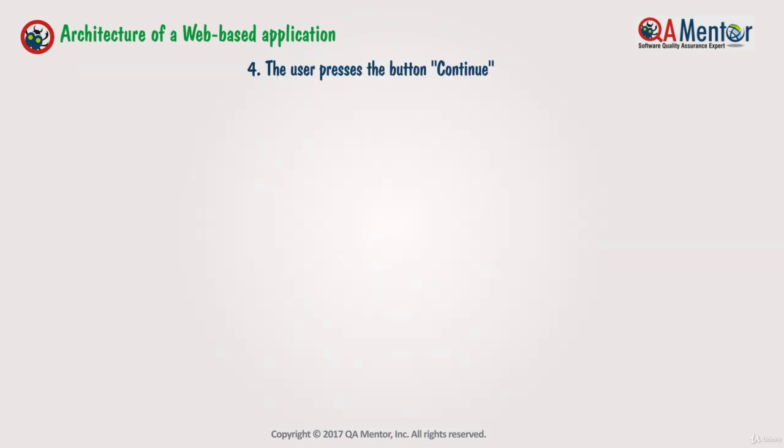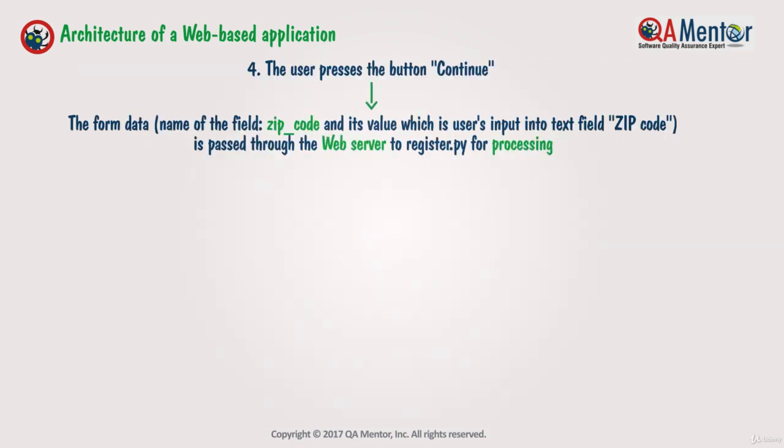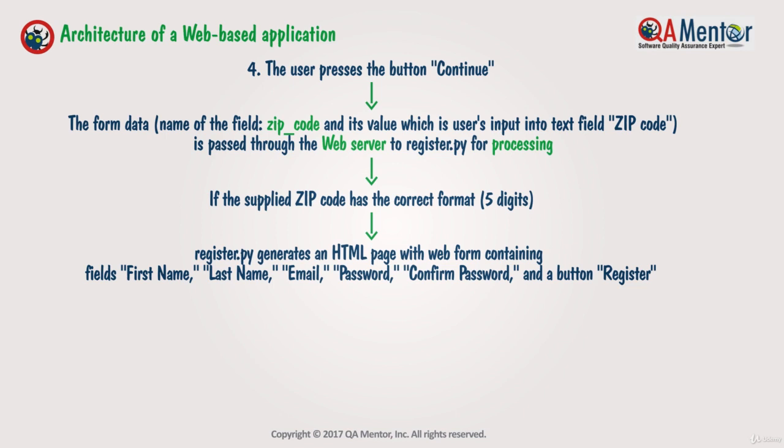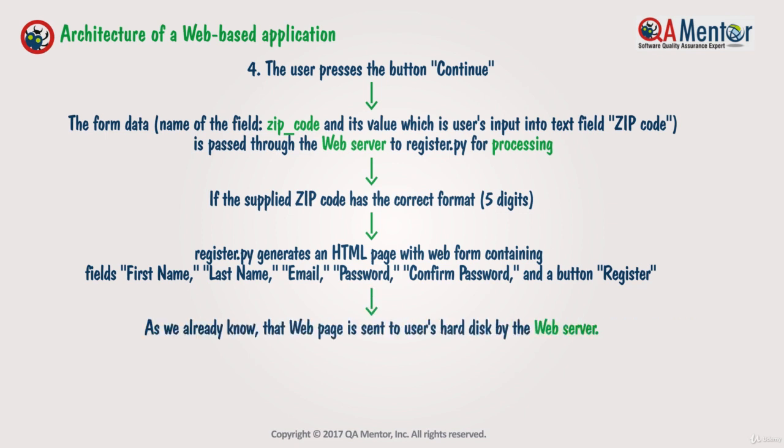4. After the user presses the button Continue, the form data, name of the field, zip code, and its value, which is the user's input into text field zip code, is passed through the web server to register.py for processing. If the supplied zip code has the correct format, 5 digits, register.py generates an HTML page with a web form containing fields first name, last name, email, password, confirm password, and a button Register. As we already know, that web page is sent to the user's hard disk by the web server.